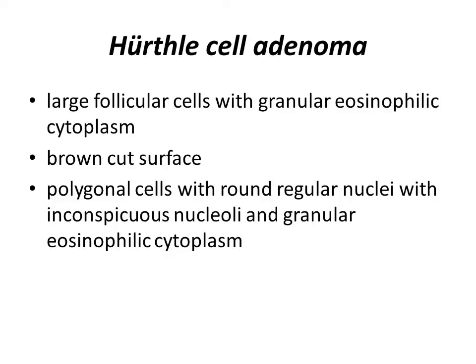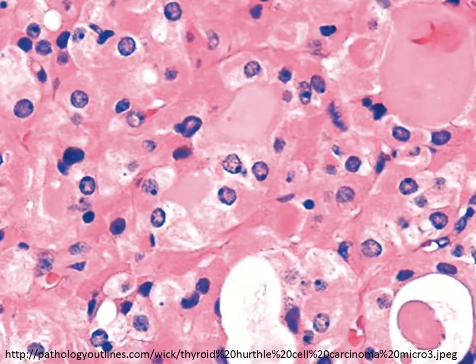Hürthle cell adenoma is composed of large follicular cells with granular eosinophilic cytoplasm. The cut surface is usually brown, and microscopically shows polygonal cells with round regular nuclei with inconspicuous nucleoli and granular eosinophilic cytoplasm. As you can see in the picture, it has this oncocytic-like appearance with cells with ample pink cytoplasm. There's also residual colloid shown in some areas.